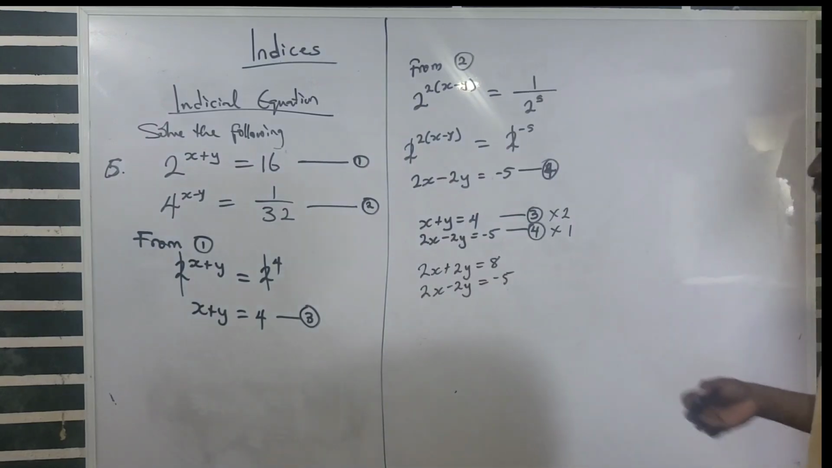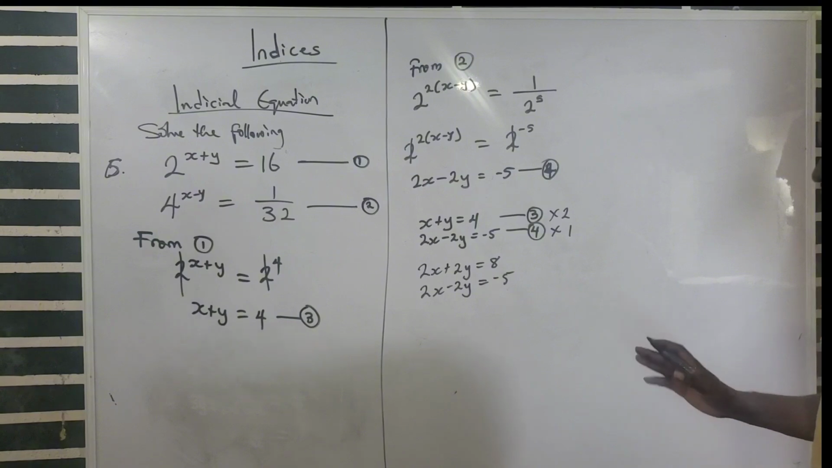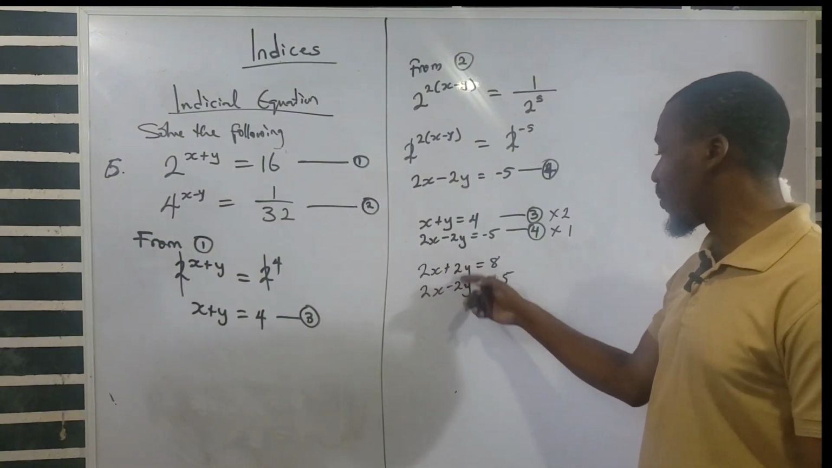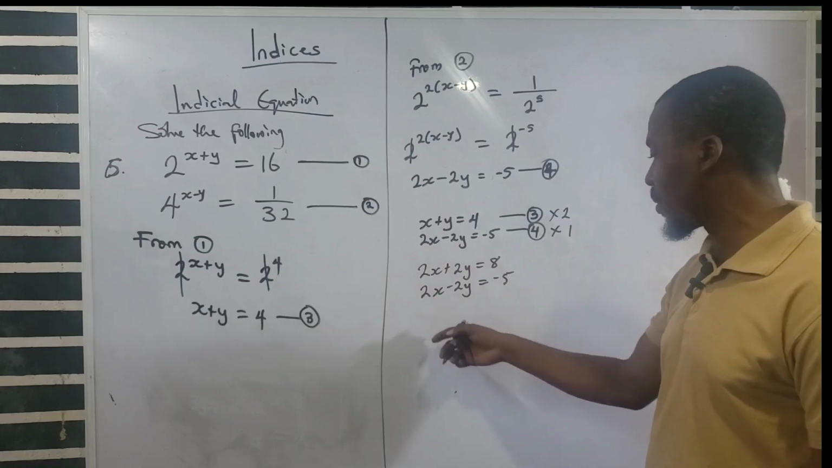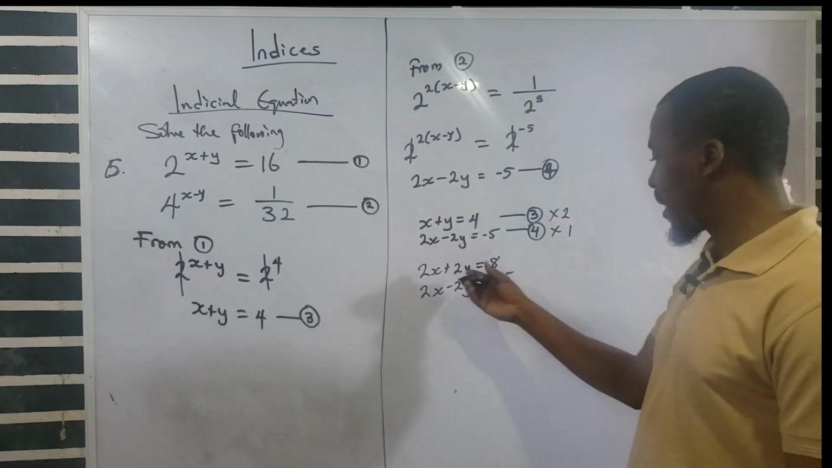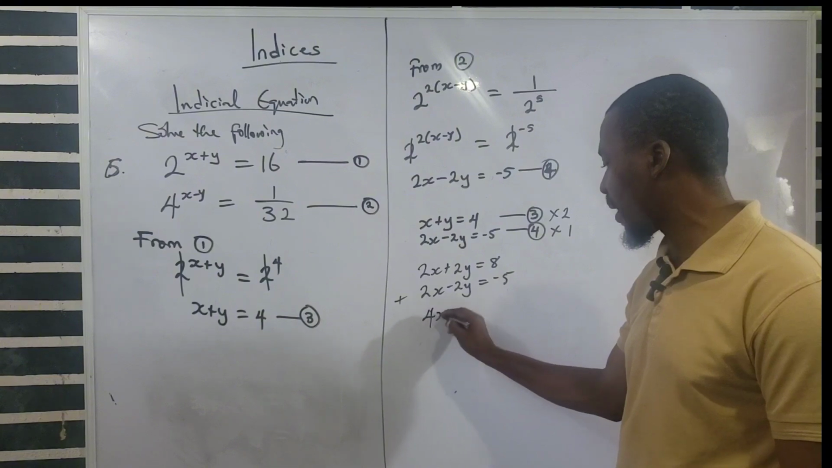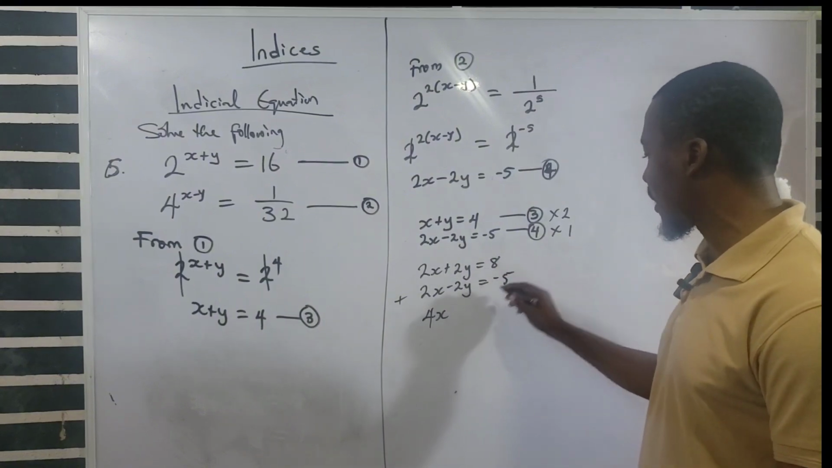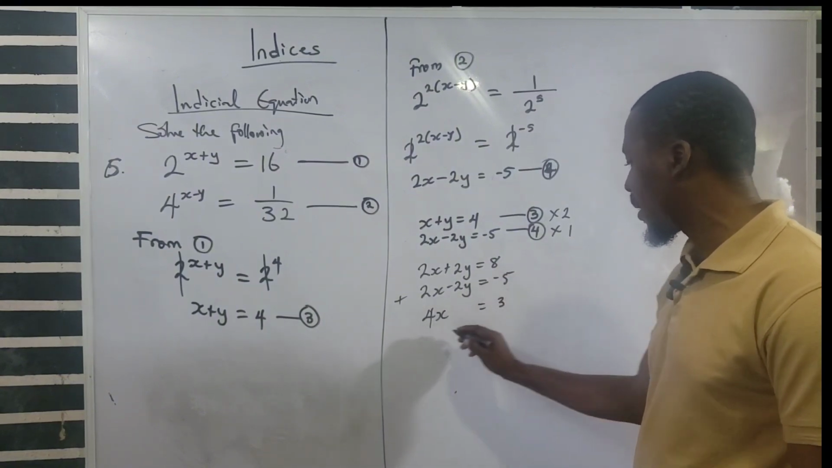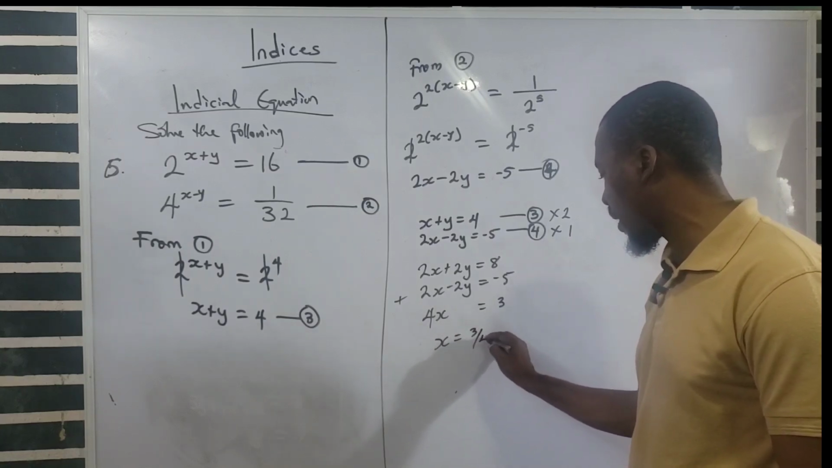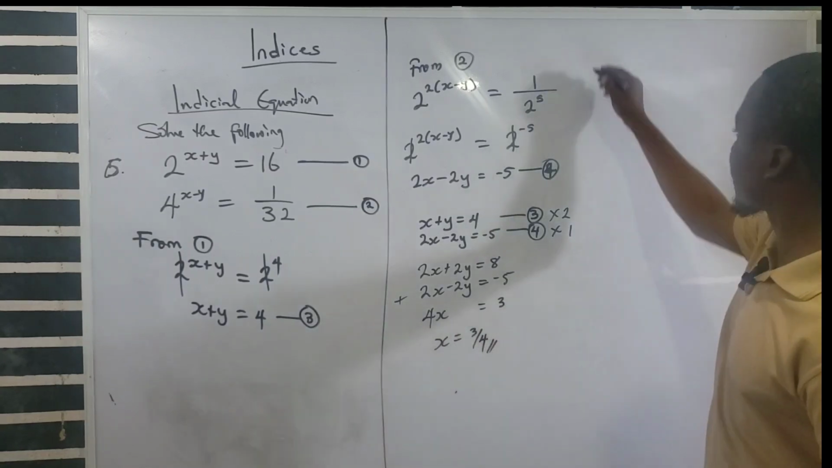Okay, so you can eliminate any one now the way we are seeing it. Any one you want to eliminate, you can eliminate. If you add, this one will go. If you subtract, this one will go. So let me add. If I add, this and this will give us 4x. This one will go. This and this will give us 3. So we divide both sides by 4. x equals 3 over 4. Now we have gotten our x.